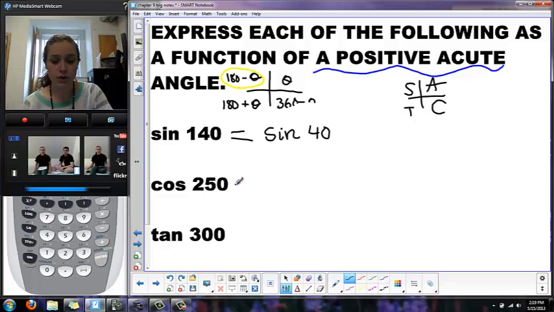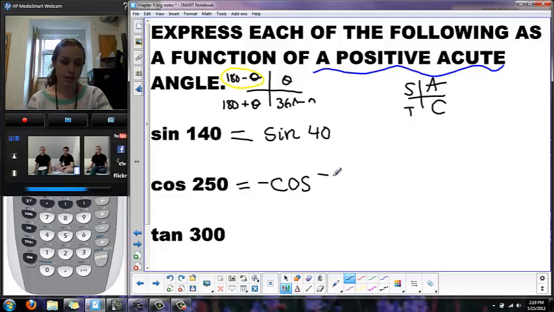Okay? Cosine of 250, which quadrant is 250 degrees in? 250 is down here in the third quadrant. And unfortunately, this time cosine happens to be negative down here in this quadrant, so I'm going to write negative cosine. And then I'm going to use the third quadrant reference angle formula and say 180 plus what gave me 250, and that happens to be 70 degrees. So this is equal to negative cosine of 70 degrees.